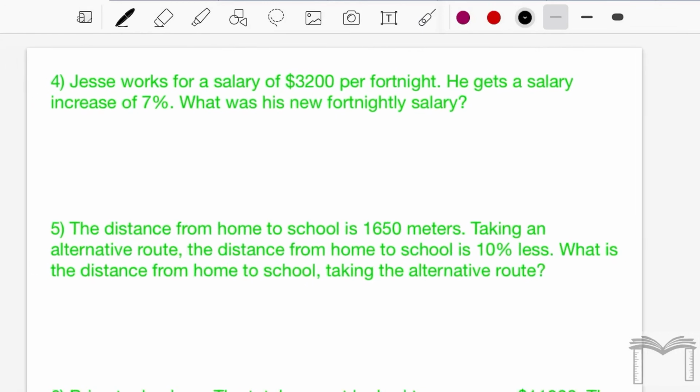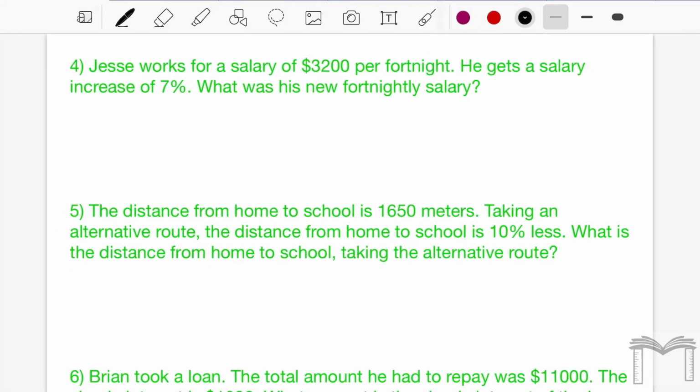Number 4. Jesse works for a salary of $3,200 per fortnight. If you do not know, fortnight simply means every 2 weeks. He gets a salary increase of 7%. What was his new fortnightly salary?